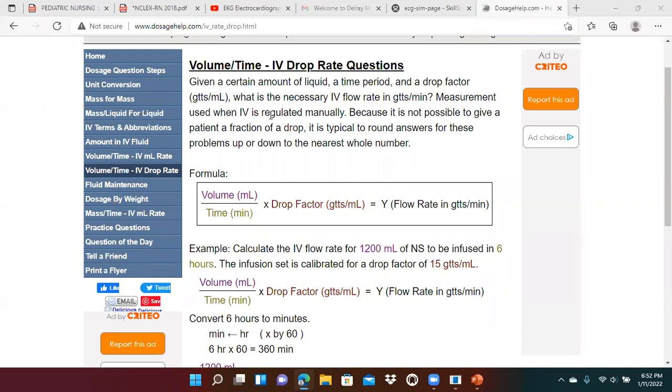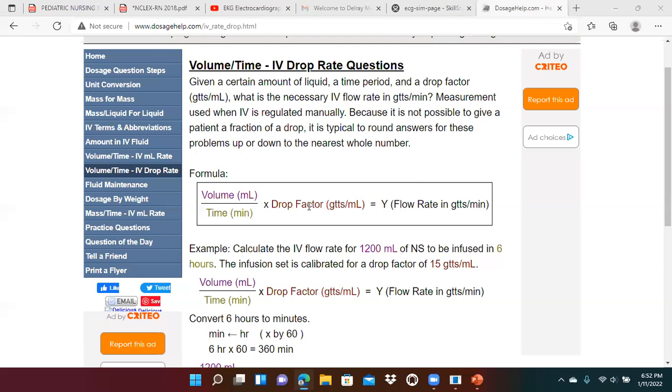It is a measurement used when IV is regulated manually, because it is not possible to give a patient a fraction of a drop. It is usual to round the number for this problem up or down to the nearest whole number. So when we get any fraction number, it is good to go to the nearest whole number. According to the formula, the flow rate in drop factor unit is GTT per minute equal to volume in mL divided by time in minutes times drop factor.